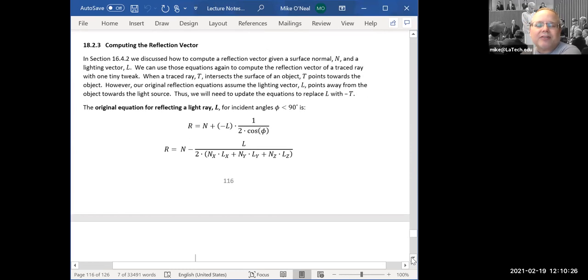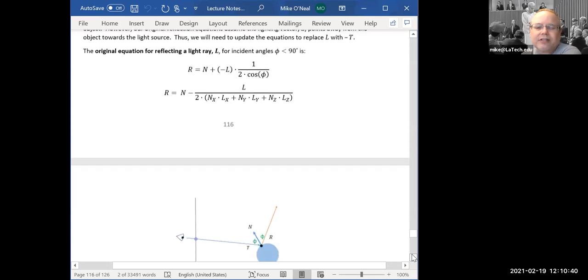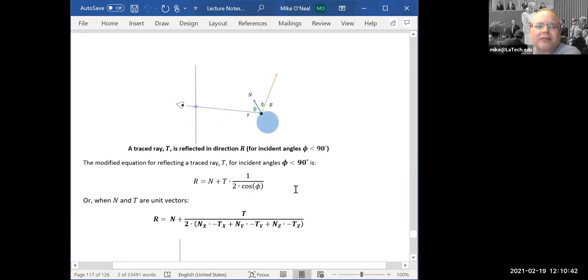What about the reflection vector? These equations look real familiar because we covered them in 16.4.2. These are the equations for taking a lighting vector and computing a reflection vector from a lighting vector. The only difference is our lighting vector pointed towards the light source. Now we're going to be dealing with the traced ray that I'm calling T that points in the opposite direction. So T is like minus L.